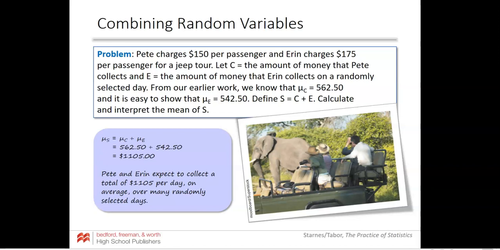Pete and Aaron expect to collect a total of 1105. Remember, expect means the mean. On average, that's what they're collecting. It doesn't mean any day they're actually collecting that, but on average, over many randomly selected days, that's what they're collecting.